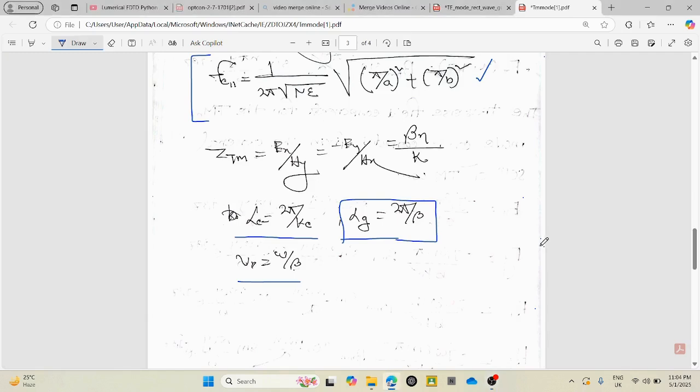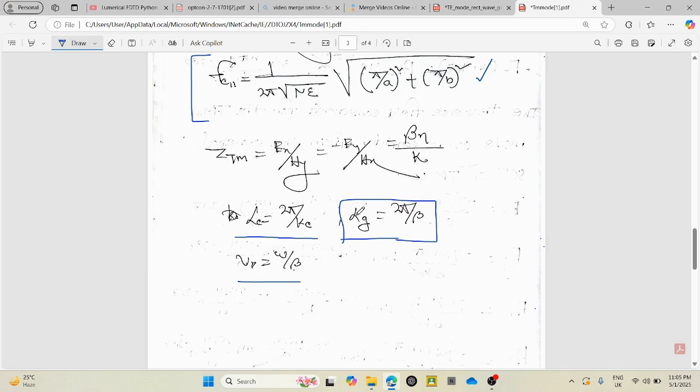Now we will be discussing some other parameters. First, we will talk about ZTM, which is the wave impedance. The wave impedance relates the transverse electric and magnetic fields for TM mode. The wave impedance can be written as the ratio of Ex by Hy. For this scenario, where the wave is propagating along the z direction, it can also be written as minus Ey by Hx. It can also be written as beta into eta divided by k, where beta is the propagation constant and k is the wave number.